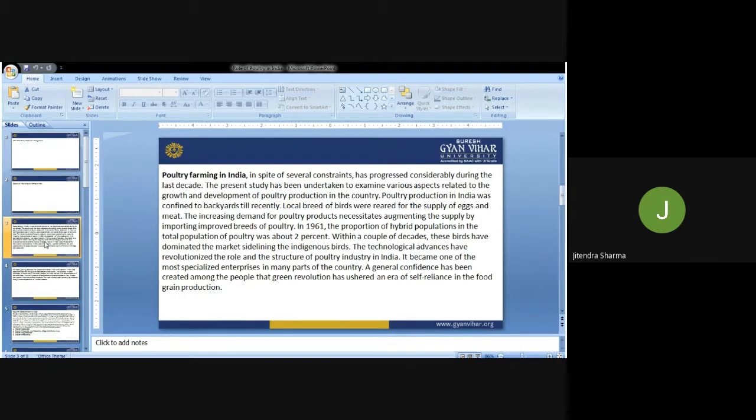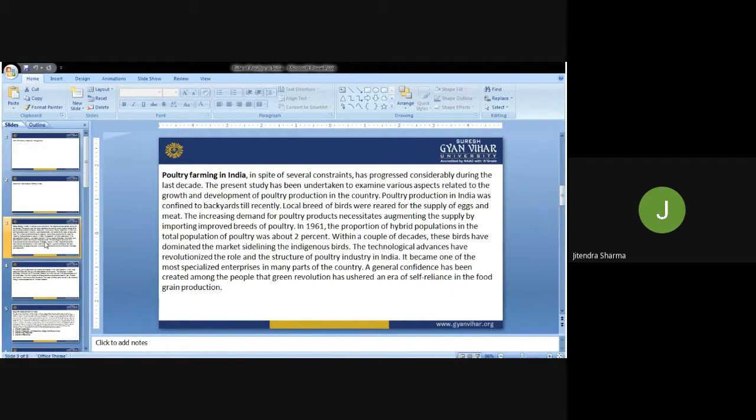The present study has been undertaken to examine various aspects related to the growth and development of poultry production in the country. Poultry production in India was confined to the backyard till recently, because generally the people who love eggs and consume eggs keep poultry in the backyard. It means 20, 30, 50 birds kept within their backyard, and they use both the eggs and the chicken. The government is also running many poultry state farm schemes where they promote backyard poultry.